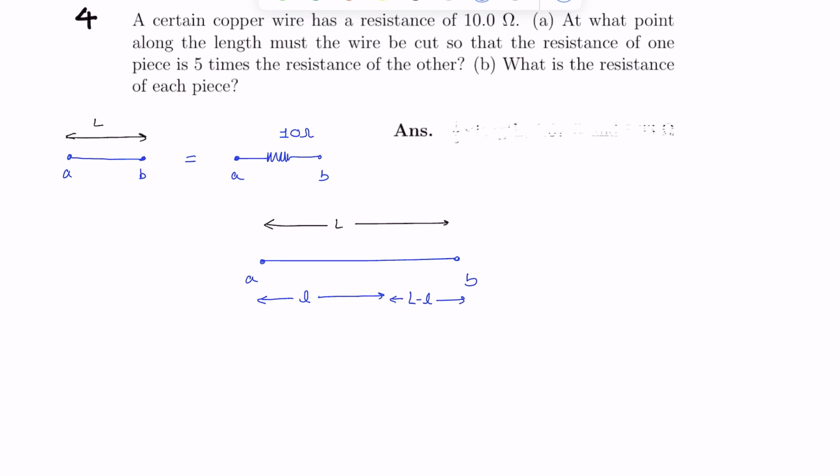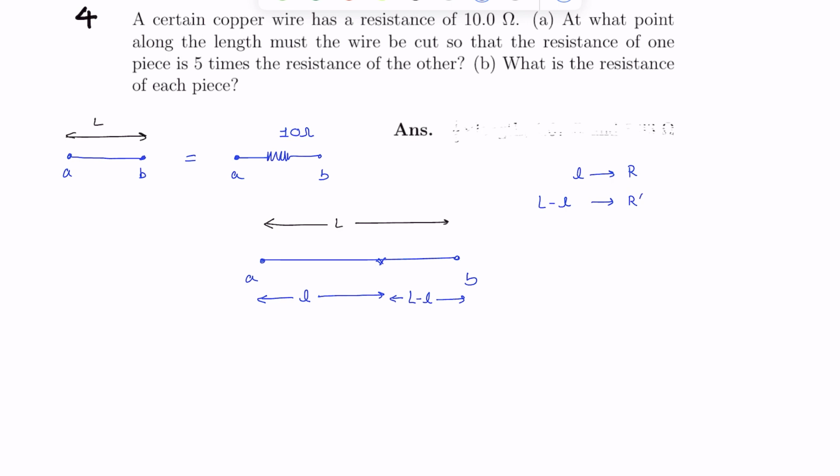Now what it's saying is, let's say small l equals 5 times L minus small l. It says cut so that the resistance of one piece, no, it's not exactly saying that. It says that the resistance of one piece is 5 times the resistance of the other. So let's imagine that the piece that has length small l has resistance R, and the piece that has length L minus small l has resistance R prime.